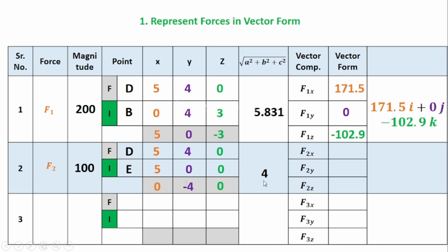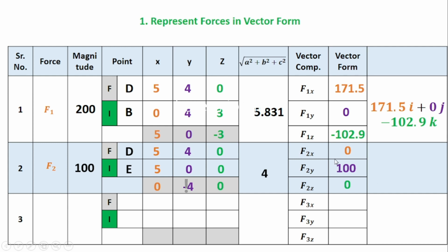So the answer is 4. Now we will find out the value of F2x. The F2x will be 100 into 0 divided by 4. The answer is 0. Then 100 into 4 divided by 4. The answer is 100. And then 100 into 0 divided by 4. The answer is 0. So in this way we get the components.